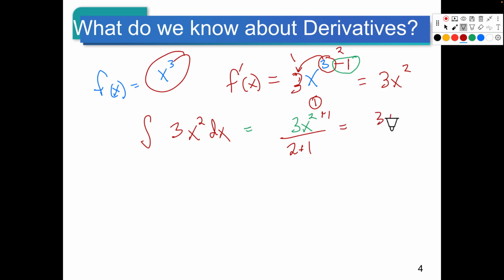We end up with 3x to the third power over 3. The 3 divided by 3 cancels. We end up with x to the third. That's exactly what we started with before we took its derivative, right? So do you see how this is really just a backwards process?